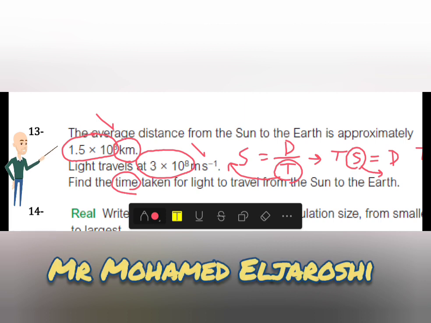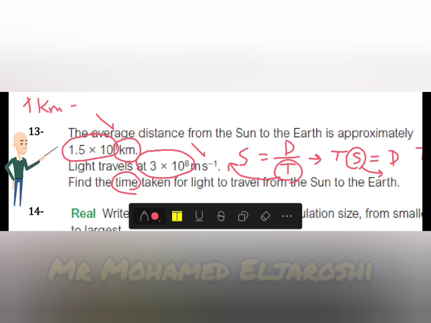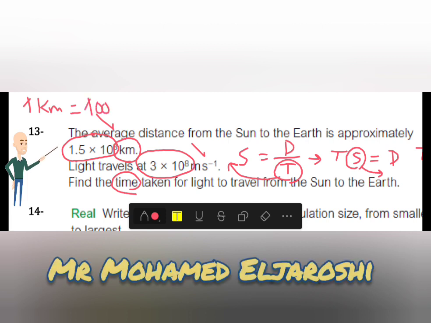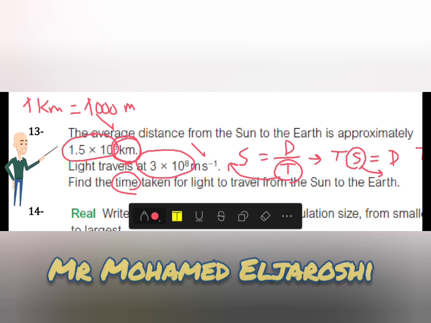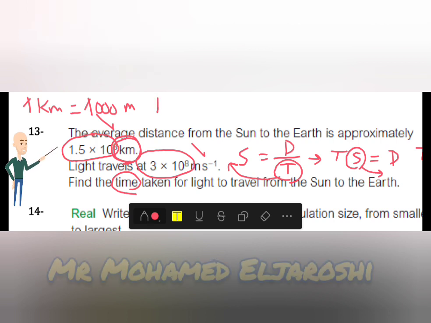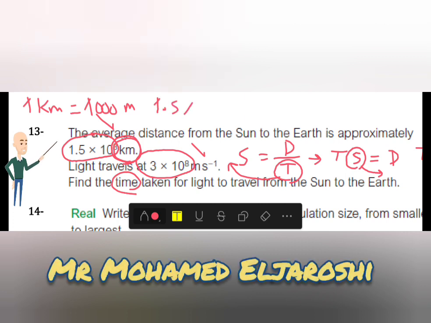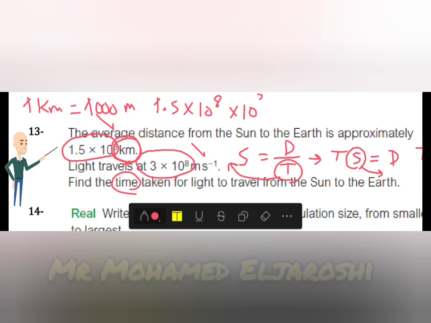Now, how do we do this? We say that 1 kilometer equals how many meters? 1,000 meters. Very good. So to turn kilometers into meters, we multiply by 1,000. So we say 1.5 times 10 power of 8 multiplied by 1,000. How do we write this? 1.5 multiplied by 10 power of 8 and multiplied by 1,000. 1,000 is 10 power of what? Very good, power of 3.